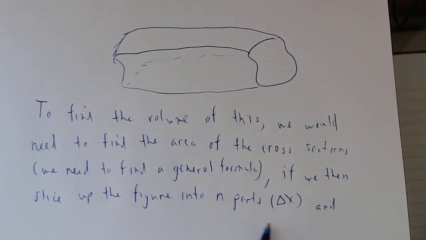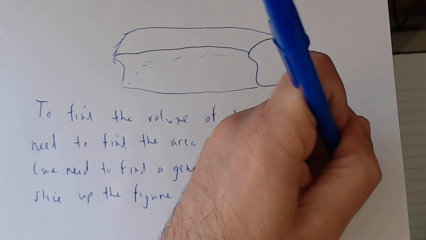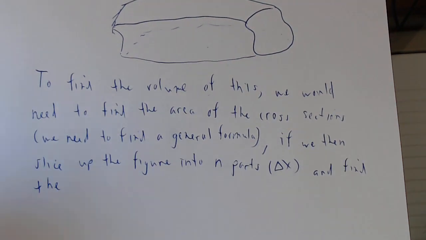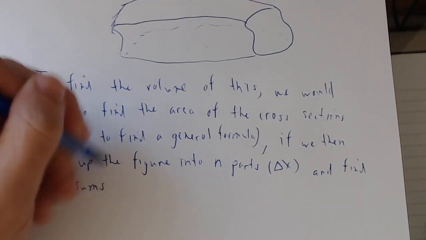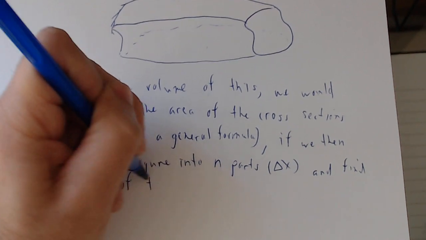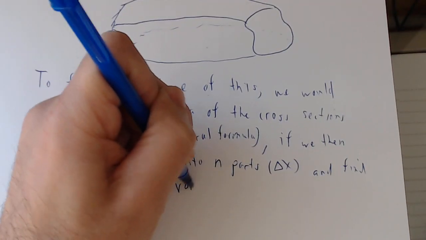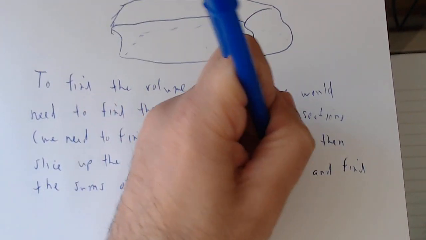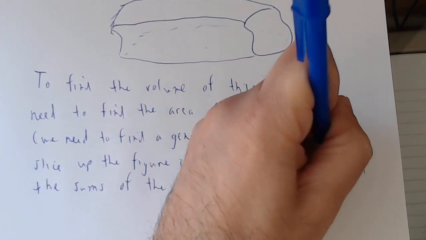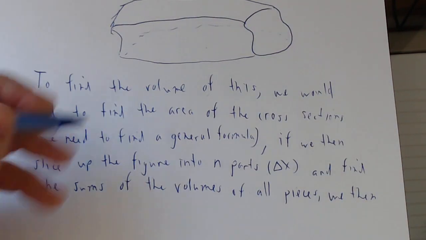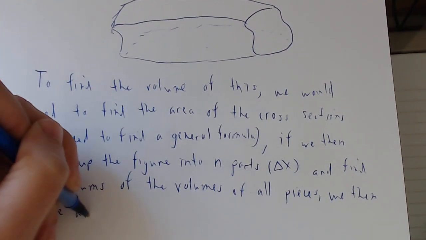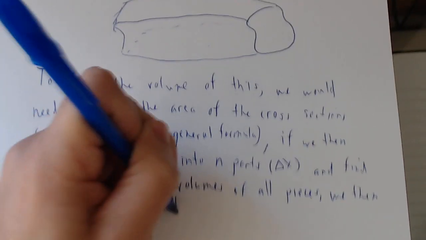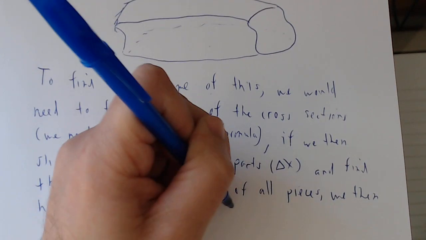So what we do is we break this up into n parts, and we find the sums of the volumes of all pieces. We then have an approximation of volume.